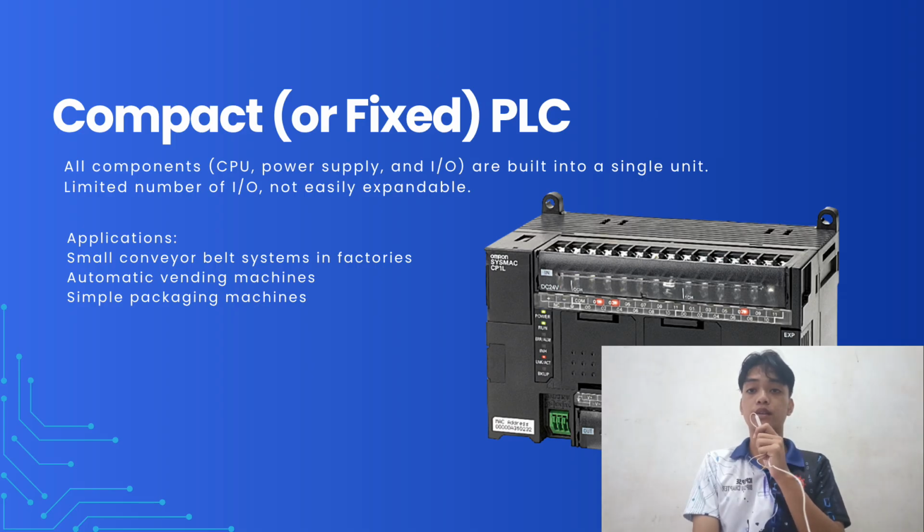For example, a small bakery automating a dough feeding conveyor only needs a sensor to detect dough and a motor to move it forward. So a compact PLC fits perfectly since the process will not require additional sensors or future expansion. The fixed setup keeps the system efficient and cost friendly.